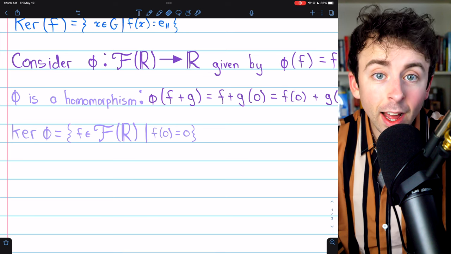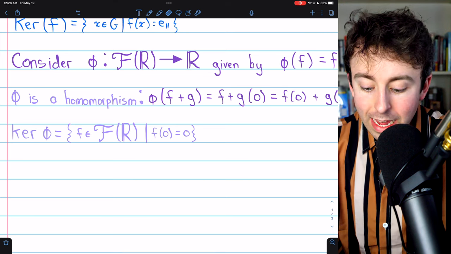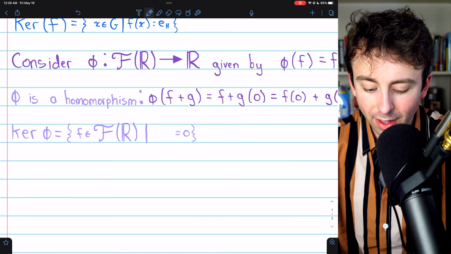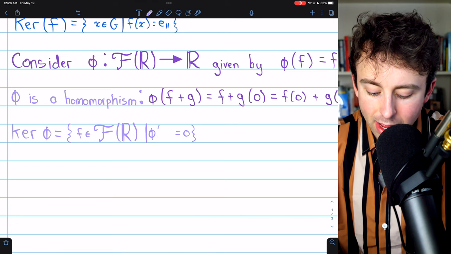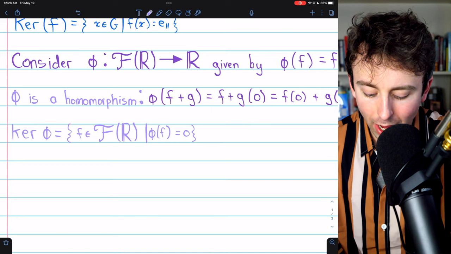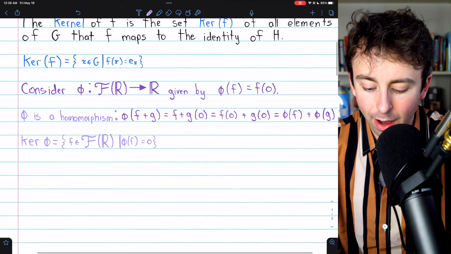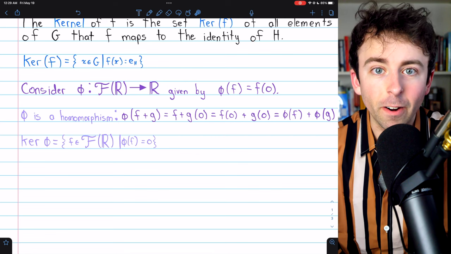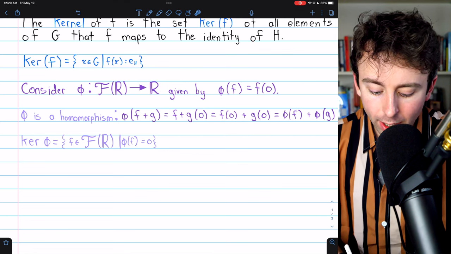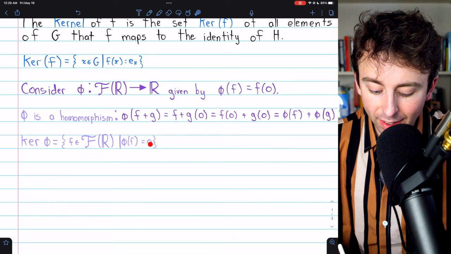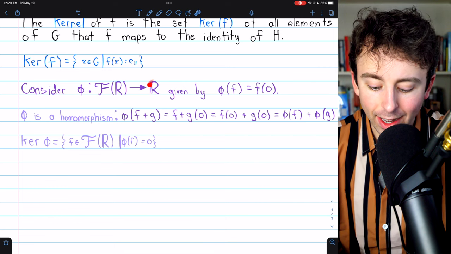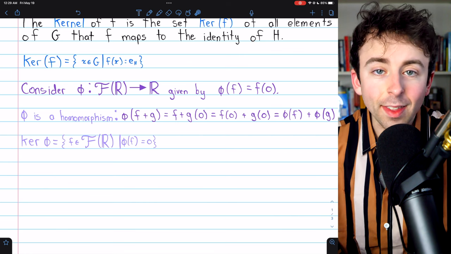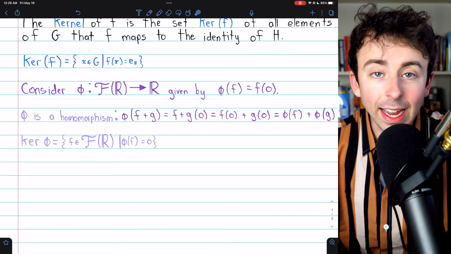But that's only because phi of f equals f of 0. So perhaps it would help you understand this if I wrote this as phi of f. And I could do that just as well. It means the same thing because, again, phi of f is f of 0. And really, the point here is that any function that the homomorphism maps to 0, 0 being the additive identity of our codomain, any function that phi maps to that identity, by definition, is in the kernel.